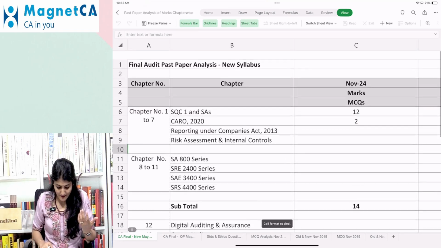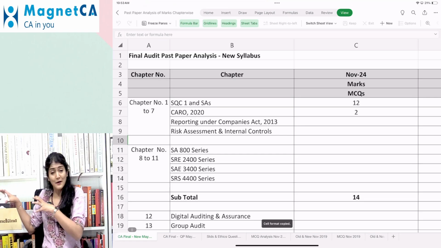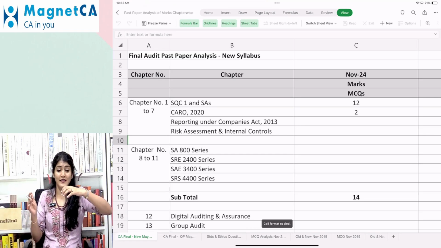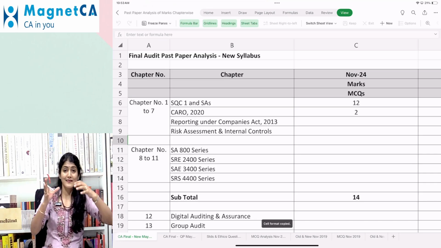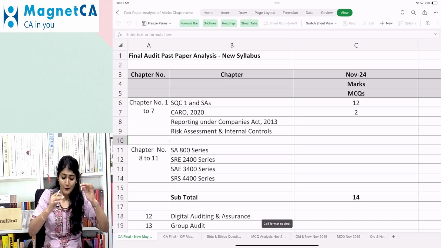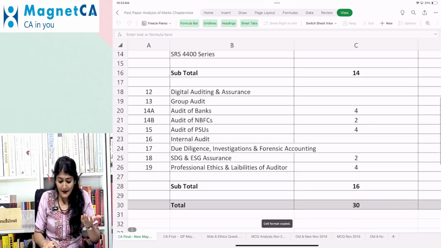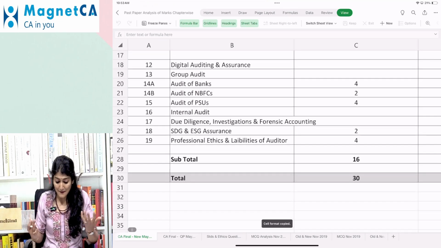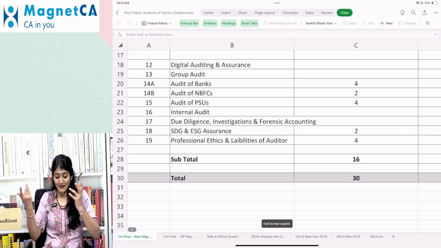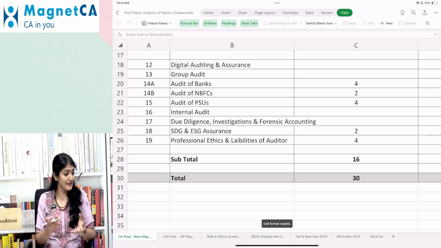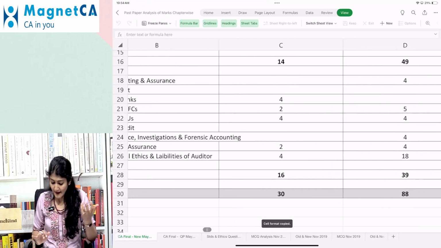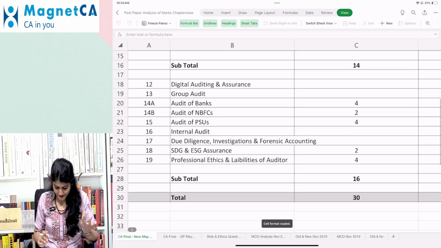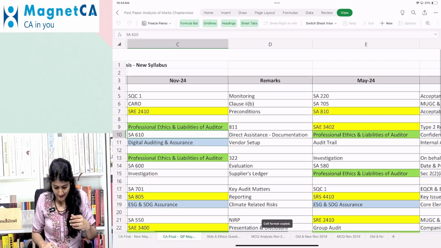Okay. Right. So this is as per our books: module 1, wherein we have the 46 standards, risk assessment, internal control, CARO, and then module 2, wherein we have chapters 12 to 19, starting from DA, GA, BA, NA, PA: digital auditing, group audit, bank audit, NBFC audit, PSU audit, internal audit, FA, that is forensic accounting, and then after that the SDG, ESG assurance, and the ethics and the liabilities of the auditor. Okay, right? So that's the analysis.